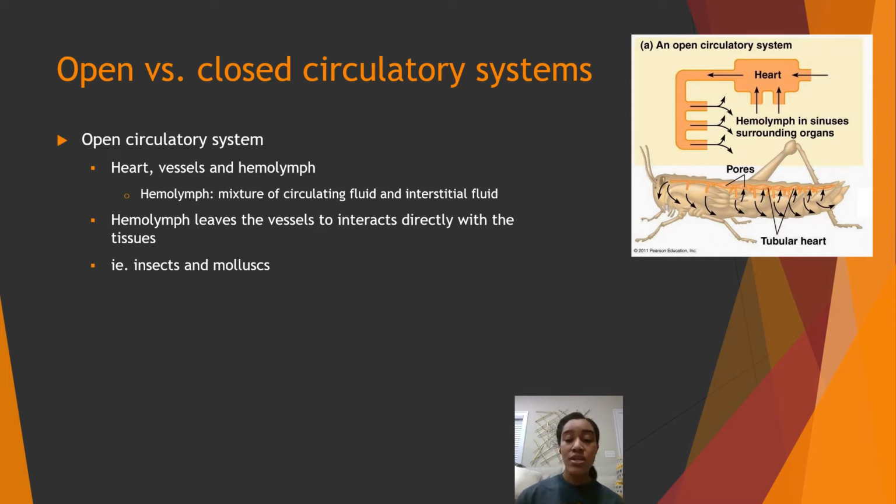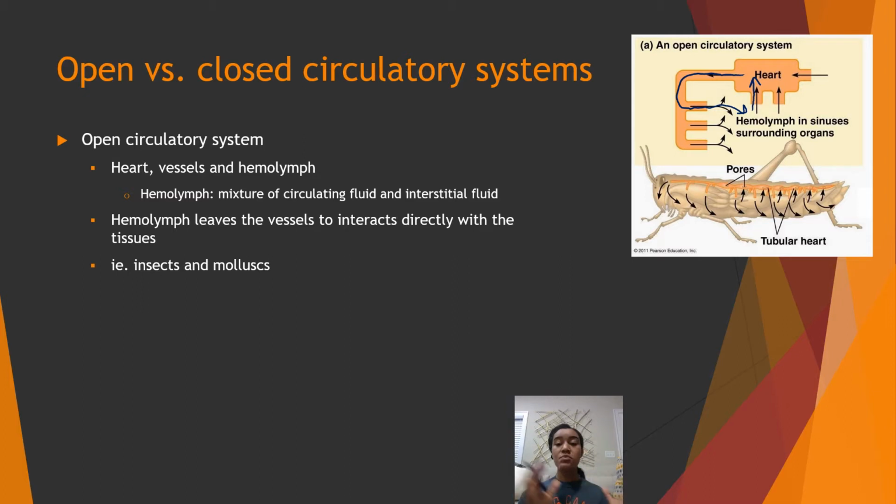How this process works is we'll start at the heart. The blood gets pumped from the heart through a system of vessels, and then it leaves the vessels to interact directly with the tissues. This is why the blood and the interstitial fluid become mixed, because the blood leaves the vessels to interact directly with the tissues and cells, and then it is eventually brought back to the heart via a system of vessels as well.